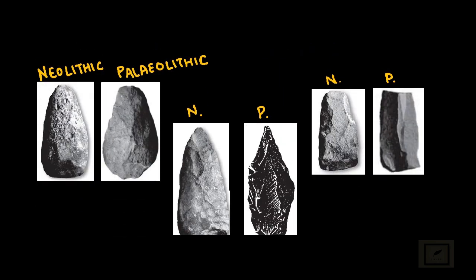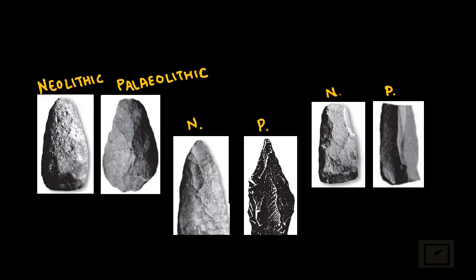Now let's see the Neolithic and Paleolithic things, how they were different, and especially we are talking about the stone things. In the Neolithic and Paleolithic periods, the stones were made in different fashion. For example, in the Paleolithic era, the stones were quite rough. They had rough edges. But in case of Neolithic things, they were really polished. You can see in this photograph.